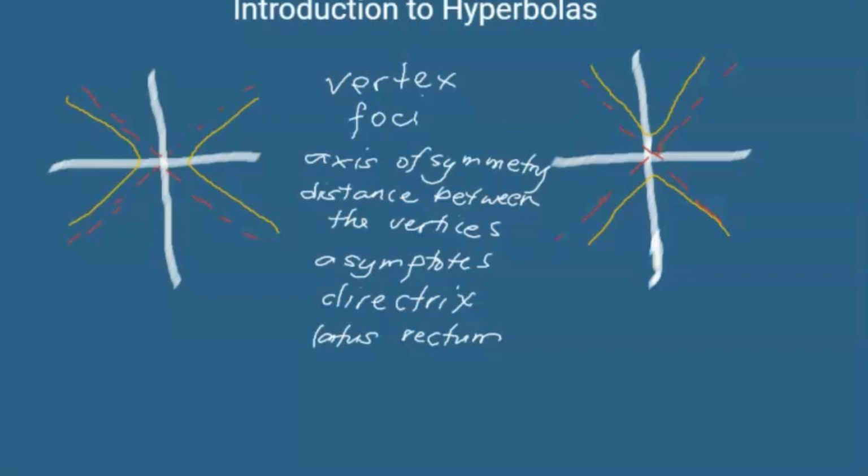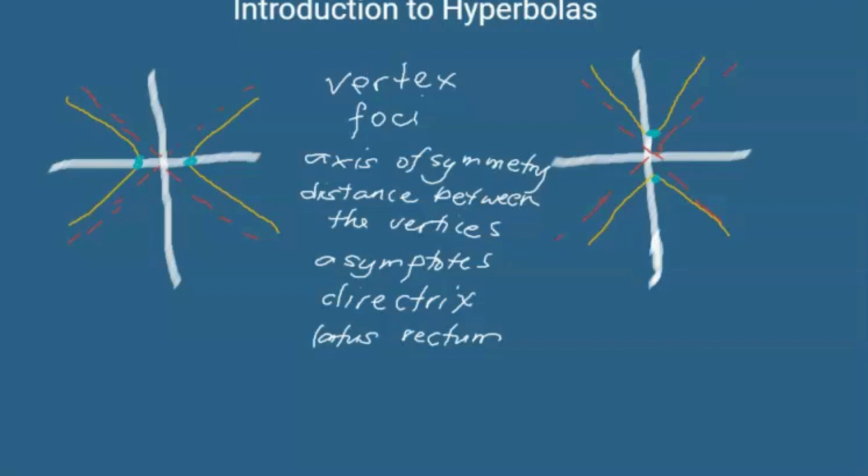So I've mentioned foci, I've mentioned fixed points that should be constant. So let's identify the key components of a hyperbola. Let's start with the vertex. Just like parabolas, each of the pieces has a vertex. So the curves have a vertex. So this one is one vertex. This is the second one. For the vertical hyperbola, this is the vertex and this is the other vertex.